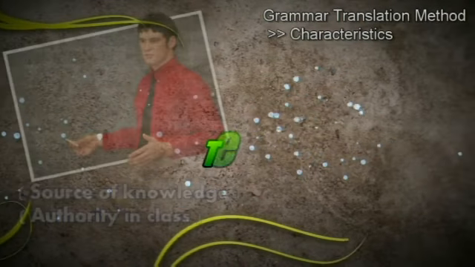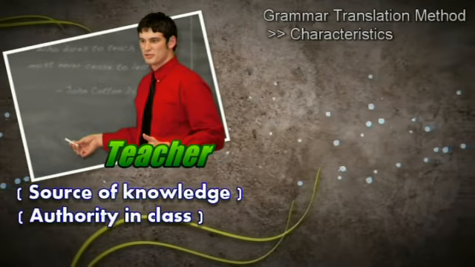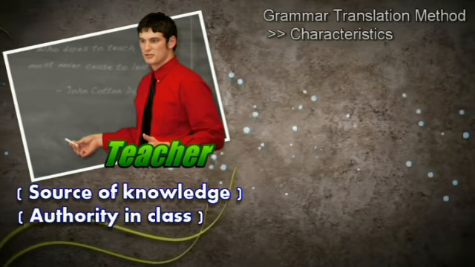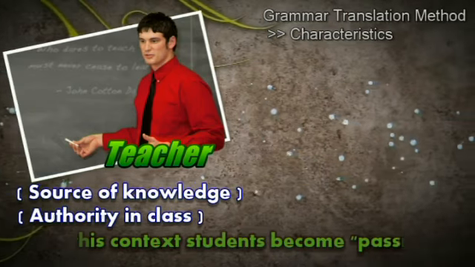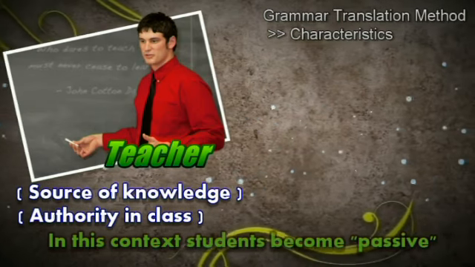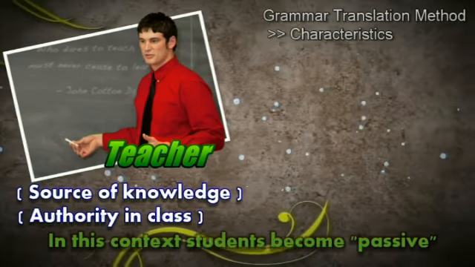Characteristics. Here again, the teacher is considered as the source of knowledge and the authority in class, so the students become passive to the teacher and there is no exchange between them.